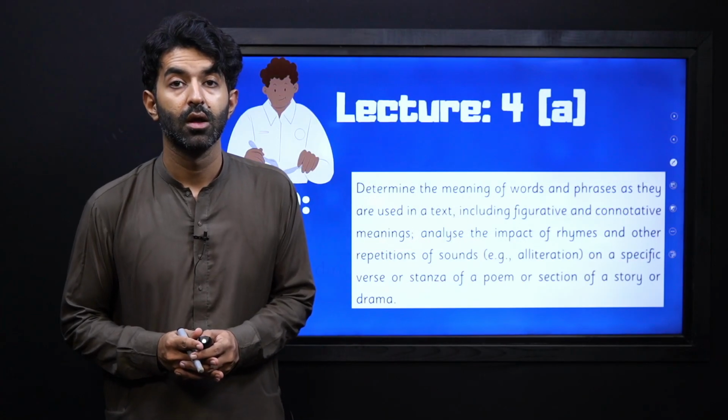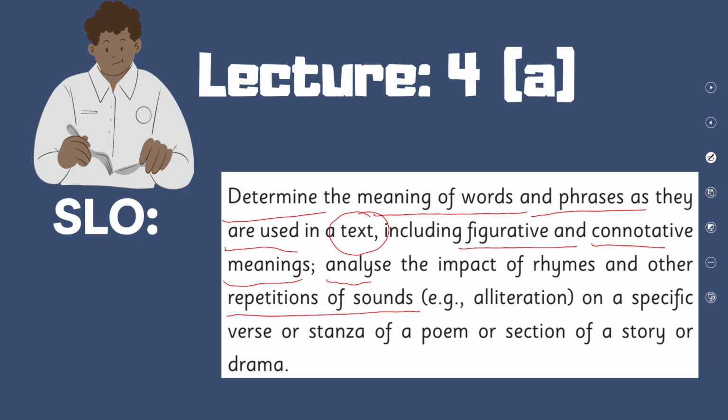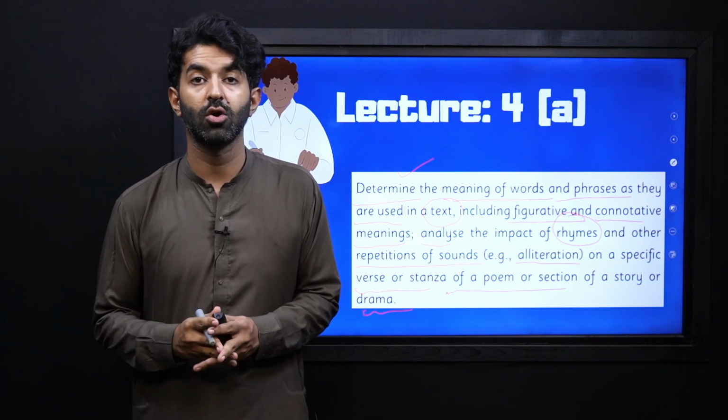our need. Next, we have lecture number 4A, where we determine the meaning of words and phrases as they are used in a text, including figurative and connotative meanings. These are different types of meanings. Analyze the impact of rhymes and other repetition of sounds, for example, alliteration, on a specific verse or stanza of a poem or section of a story or drama. Now, we will see how the rhyme scheme is impacting all these different aspects of our verses in a poem. So, different kinds of meanings and also the impact of rhyme scheme will be our topics for this lecture.